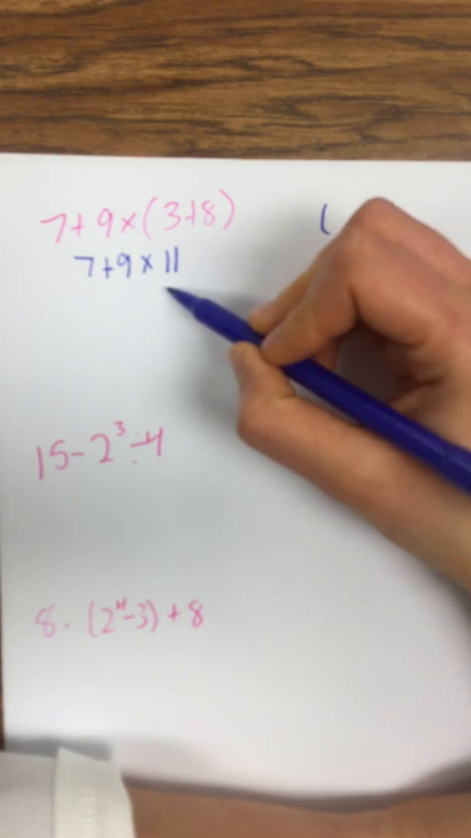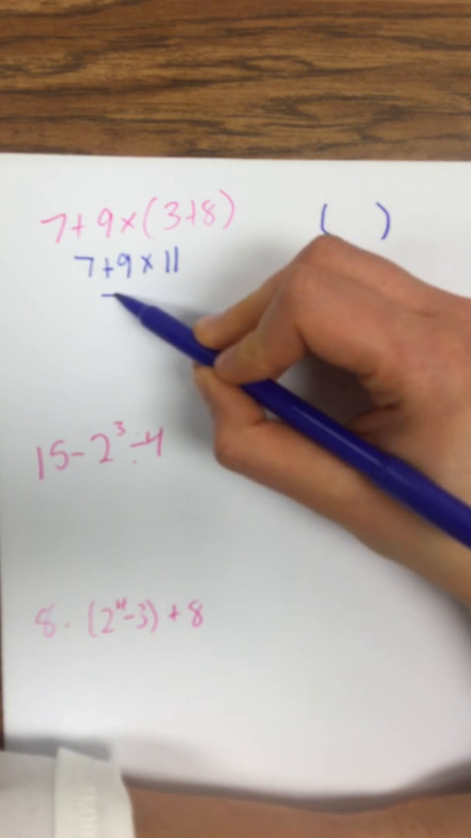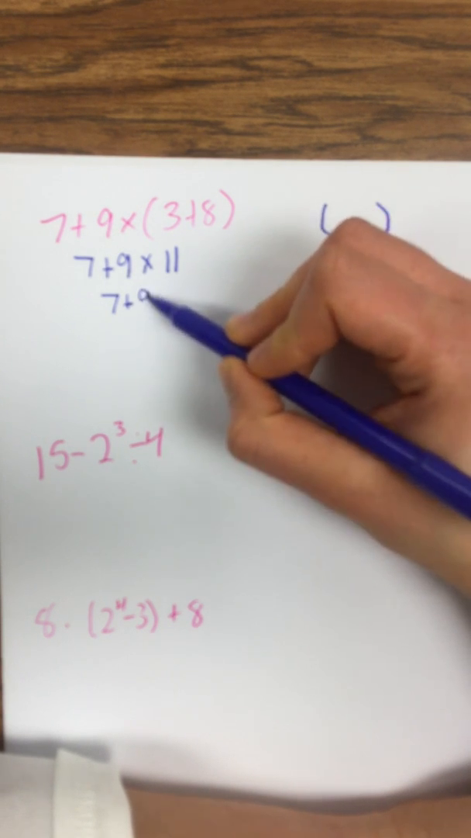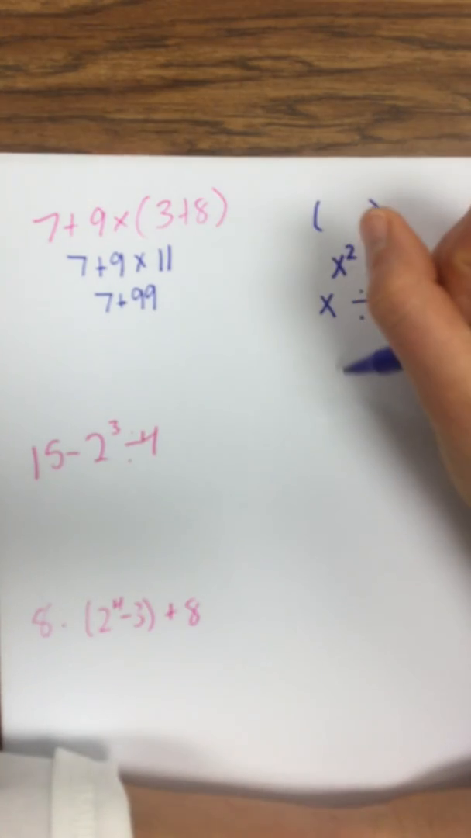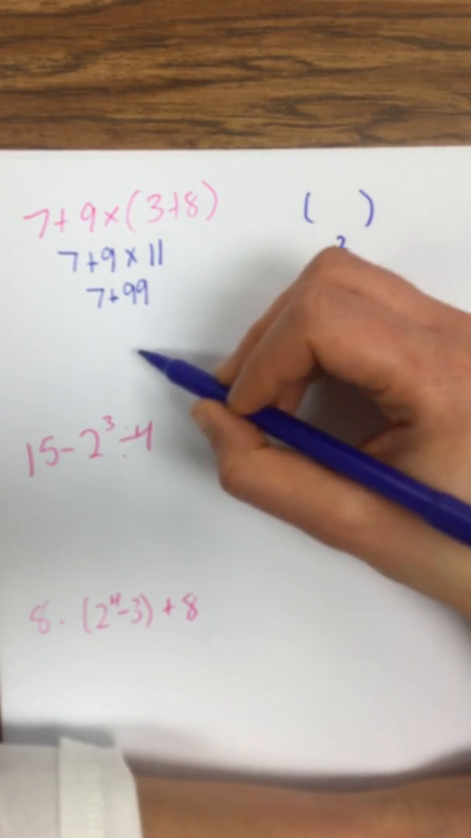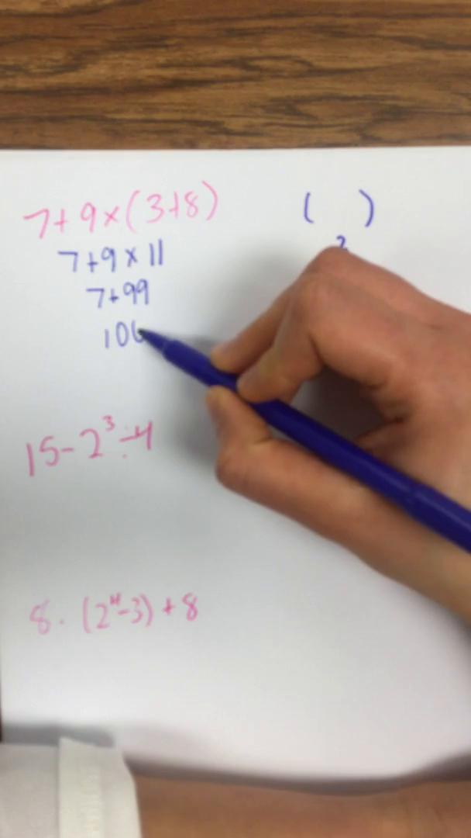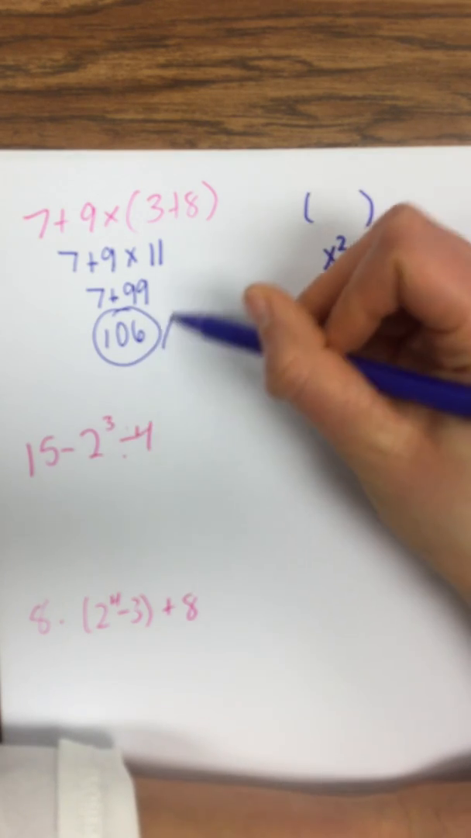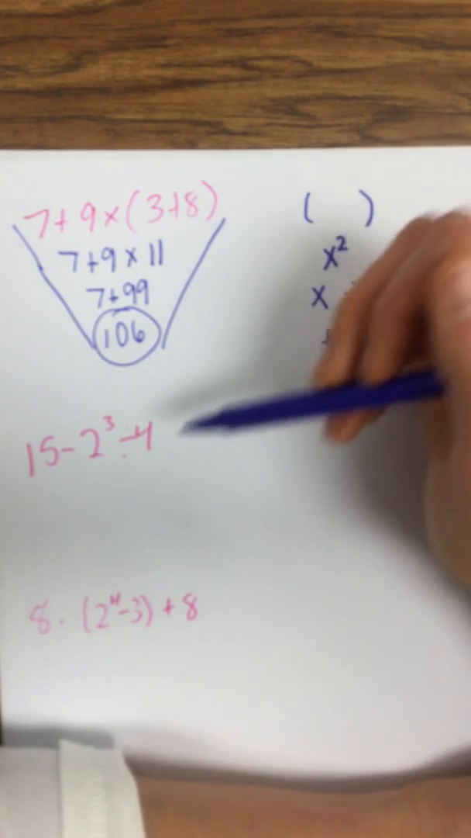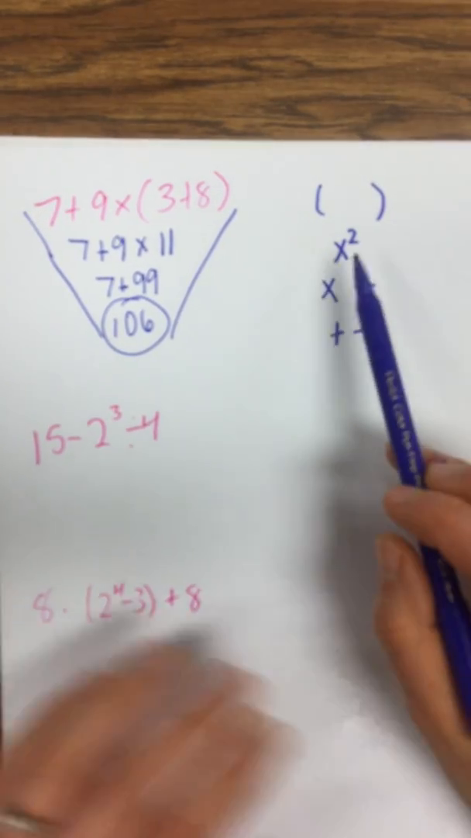And you have to do that first. I do have a multiply here. So I'm going to copy down 7 plus, and then solve 9 times 11, which is 99. The last thing I look for is add or subtract. I'm going to add 7 plus 99 and get 106. Notice it kind of looks like an upside down triangle when we solve, and that's really the look we're going for. On this one, I follow the same steps.